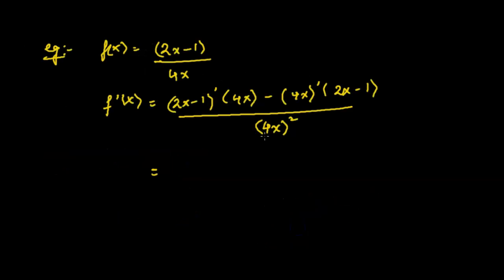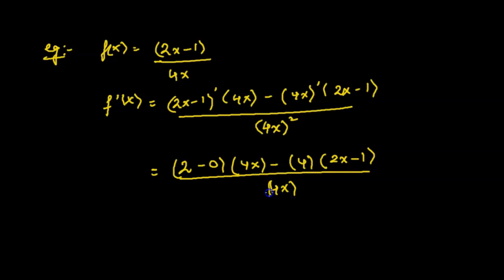We don't have to leave it here, we need to simplify it further. Now when we need to find the derivative of the numerator, we apply the difference rule that we had learned in the previous lesson. The derivative of 2x will give us a 2. The derivative of 1 is going to give us a 0, times 4x, minus the derivative of 4x, which is going to give us a 4, times 2x minus 1, the whole thing divided by 4x squared.